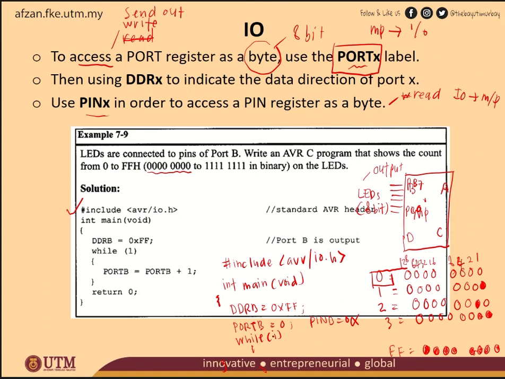Then while 1, what next? I need to increase my port B. Port B equal to port B increment by one, because the first number here is 0000 0000. What is the second number? It is 0000 0001. That's why port B equal to port B plus 1. The first is 0000 0000 plus 1, you get 1, 0000 0001, so I send that out to my port B.